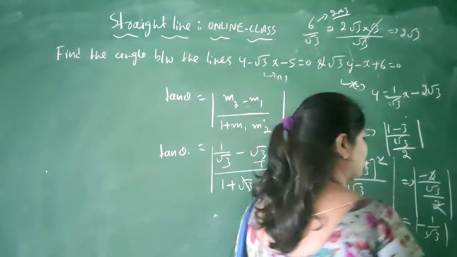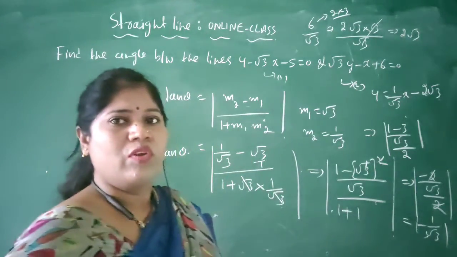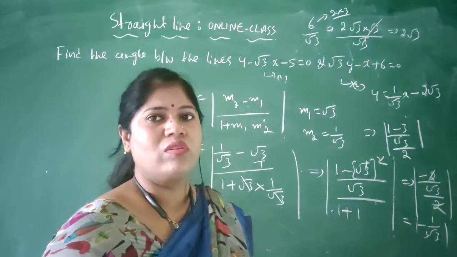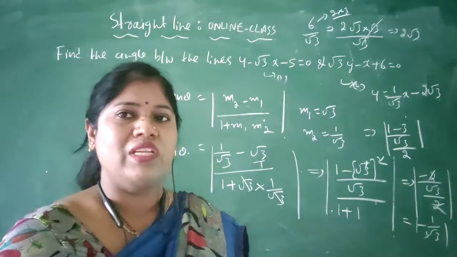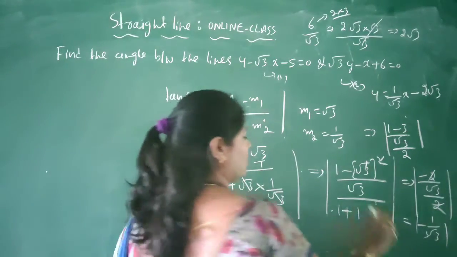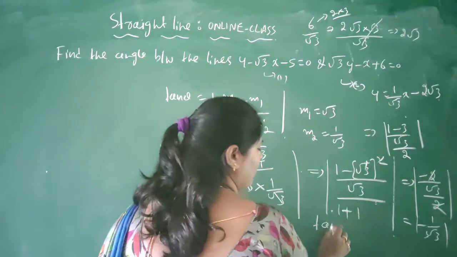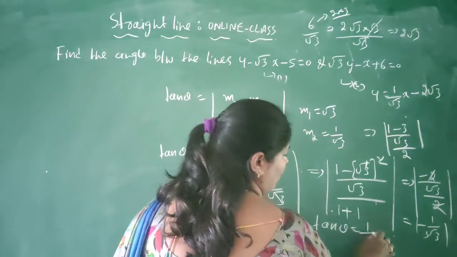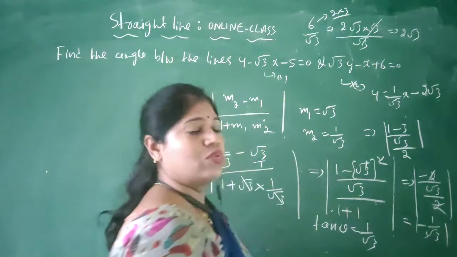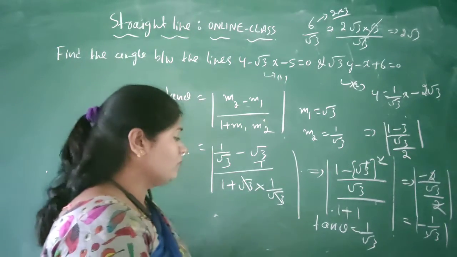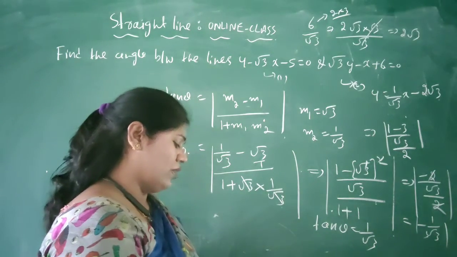What is modulus of minus 1 by root 3? We know the modulus sign is going to be positive. Modulus of minus 1 by root 3 is plus 1 by root 3. Therefore, tan theta is equals to 1 by root 3.